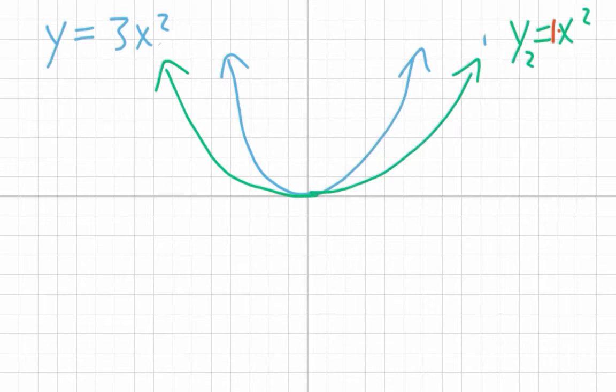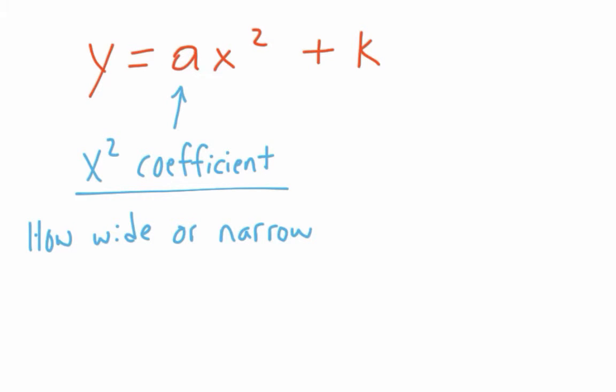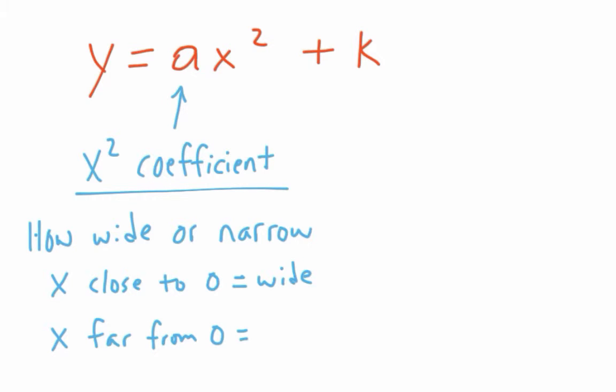So when x is 1, it's wide. When x is 3, it's narrow. So kind of the rule of thumb would be x close to 0 is going to give you wide. If you have an x far from 0, the 3 is farther from 0 than the 1 was, it's going to be narrower. If we had like a y equals 7x squared or a y equals 1,000,000 x squared, that's going to be even narrower still. Tracking with me up to there?